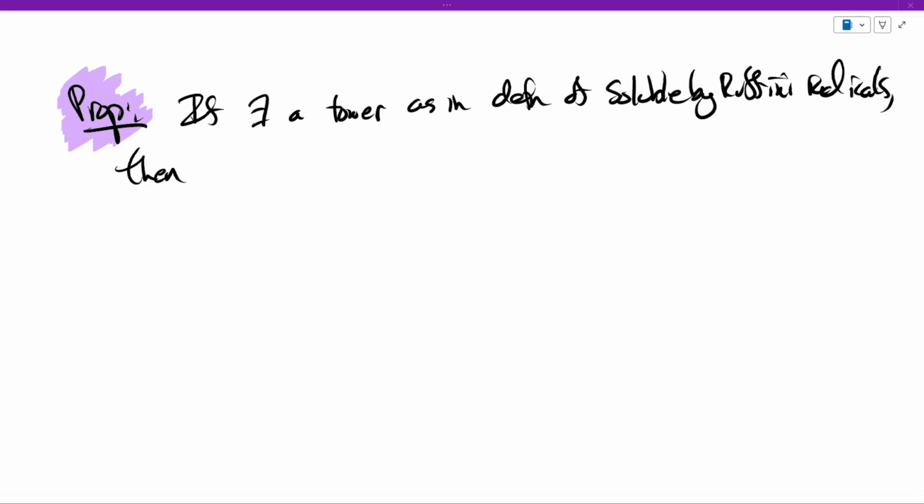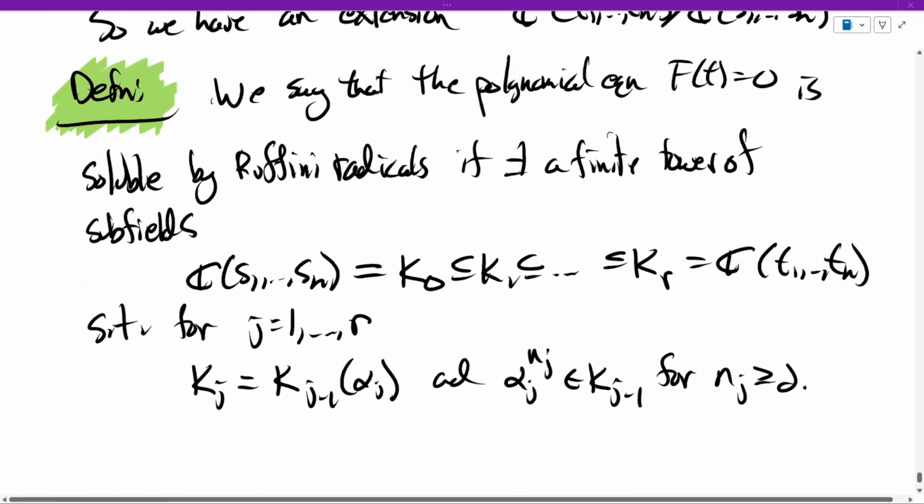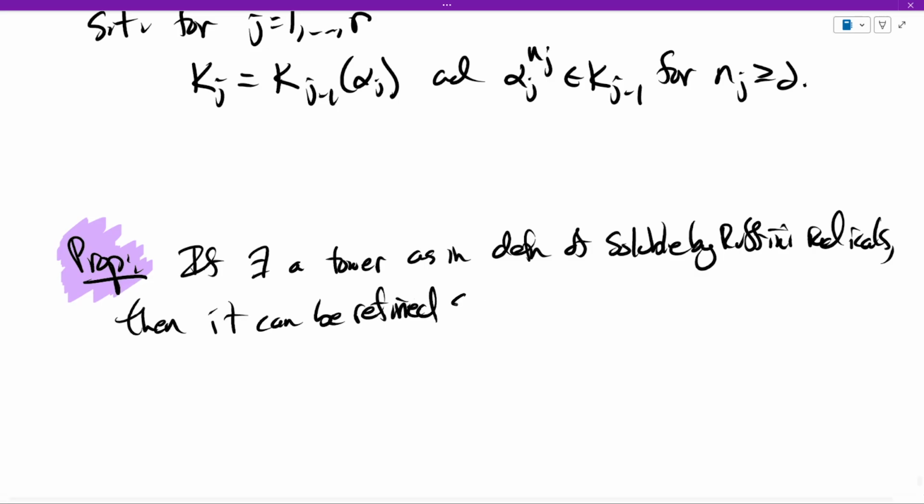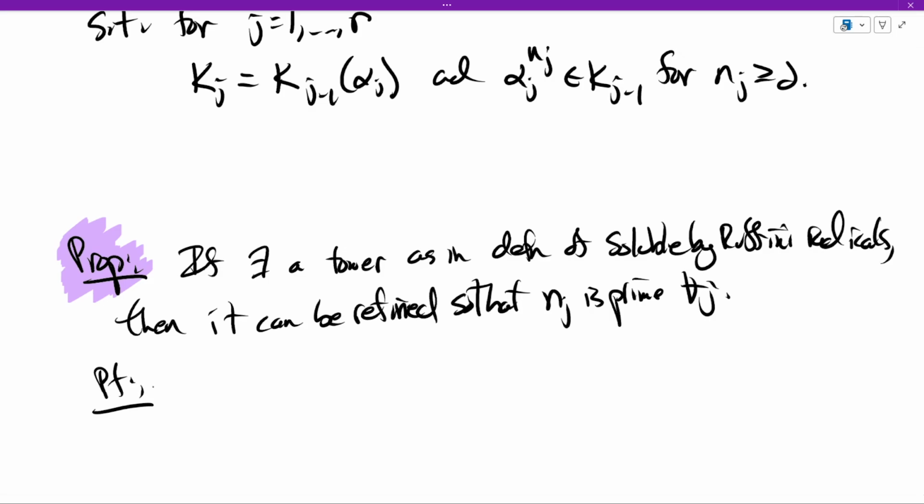If there exists a tower, as in the previous definition, like this, where you go from one to the next by adding in an nth root, then it can be refined, if necessary, so that nj is actually prime for all j. And the proof of this is simple.